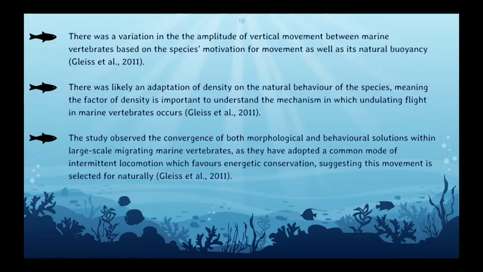There was a variation in the amplitude of vertical movement between marine vertebrates based on the species' motivation for movement as well as its natural buoyancy. There was also likely an adaptation of density on the natural behavior of the species, meaning the factor of density is important to understand the mechanism in which undulating flight occurs.